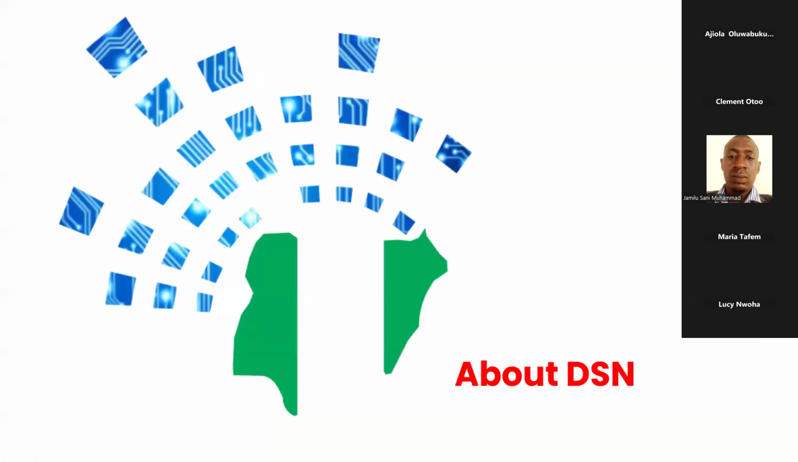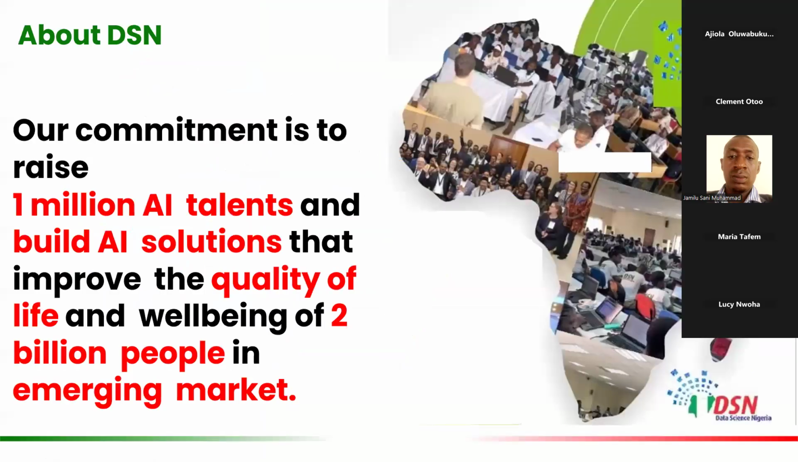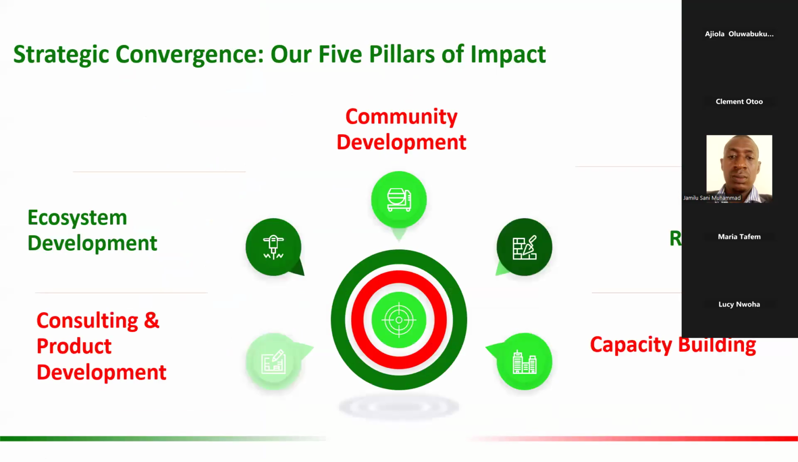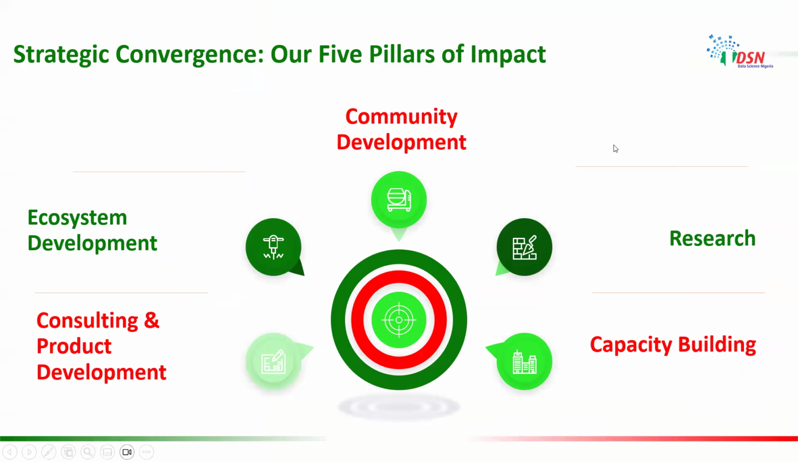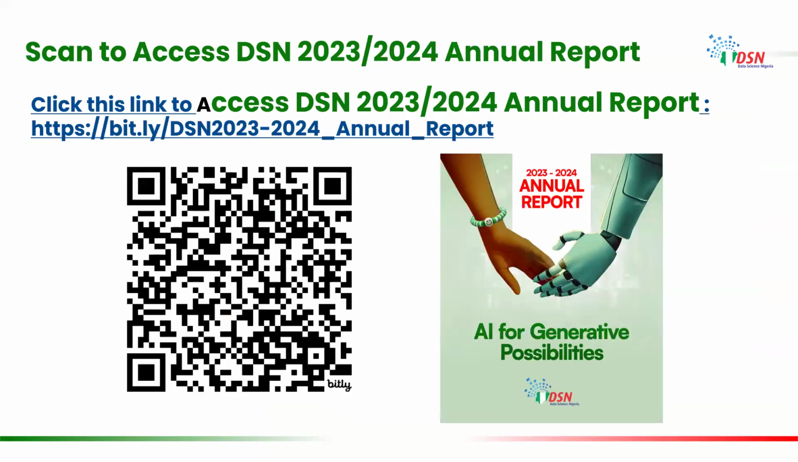So quickly, let me run us through what we do at DSN. We have a commitment to raise 1 million AI talent and build solutions that improve the quality of life and well-being of 2 billion people in the emerging market. We have 5 areas of focus. We are very heavy on community development. We do a lot of research, and we do capacity building, where we equip others. We also do ecosystem development, because we've realized that it's better to go together with everyone rather than moving alone. And then we do consulting and product development for top firms.